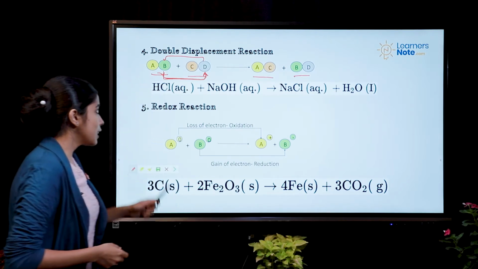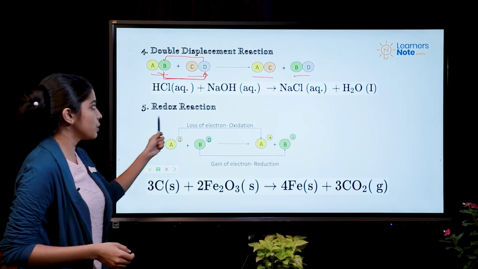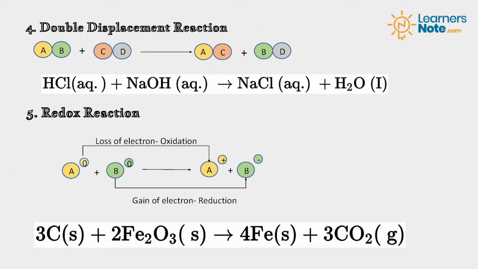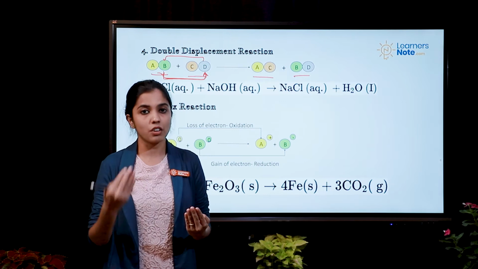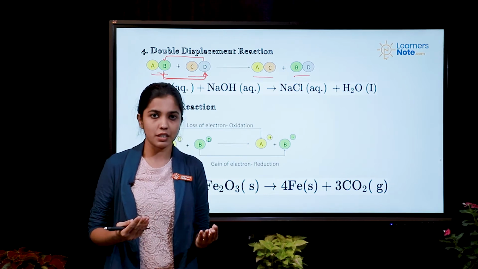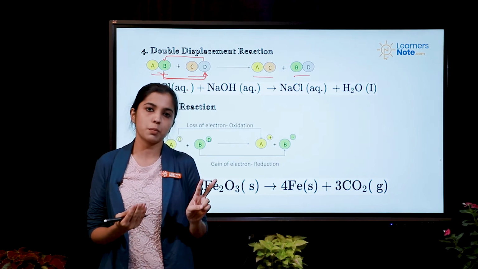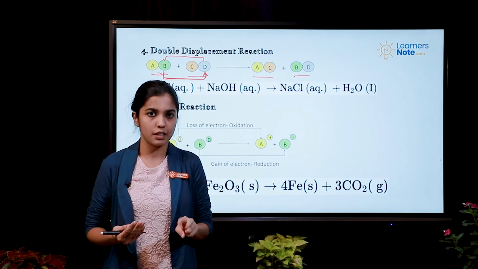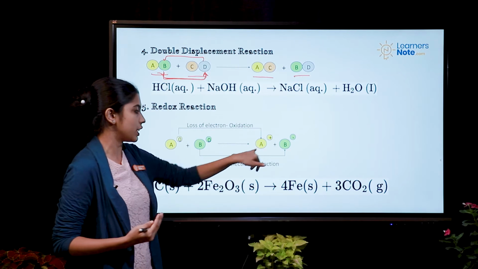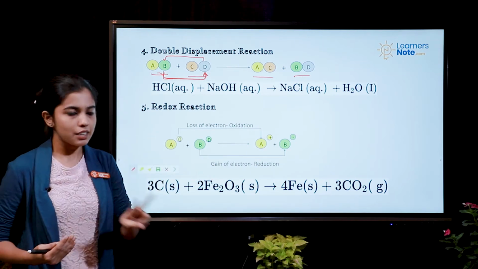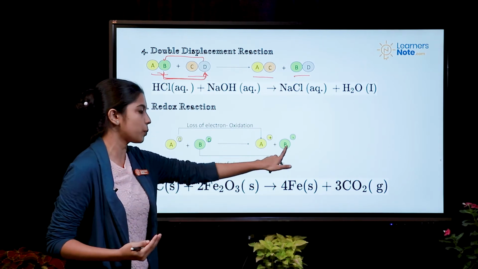Next, you have the last reaction, which is the redox reaction. In a redox reaction, both oxidation and reduction take place simultaneously. Now you need to define what an oxidation reaction is and what a reduction reaction is. There are two definitions for both oxidation and reduction. To understand oxidation, we will analyze what is happening during oxidation. You have two reactants and two products.